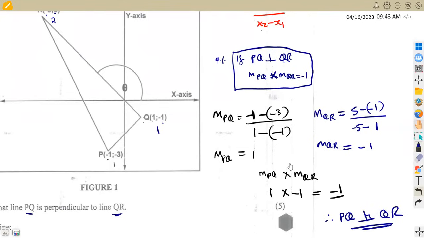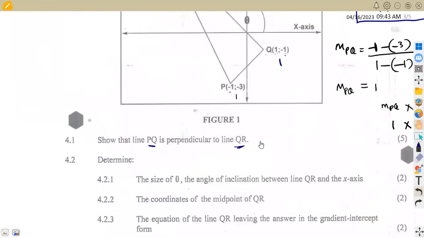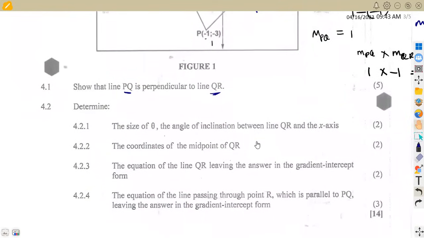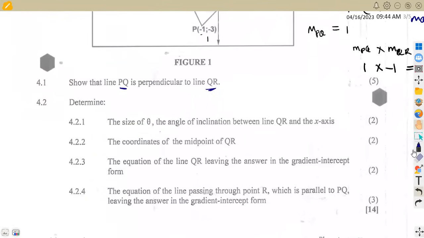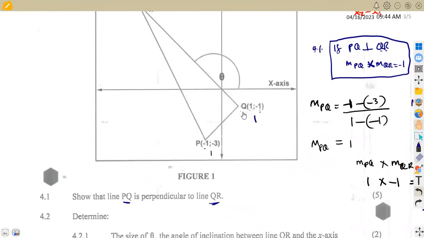All right, so that is what you're given. In this case, in order for you to prove, it's all about the gradient. The product of the two gradients should give us a negative 1. Okay, determine the size of theta, the angle of inclination between line QR and the x-axis, 2 marks. Okay, the angle of inclination of this QR, which is theta.